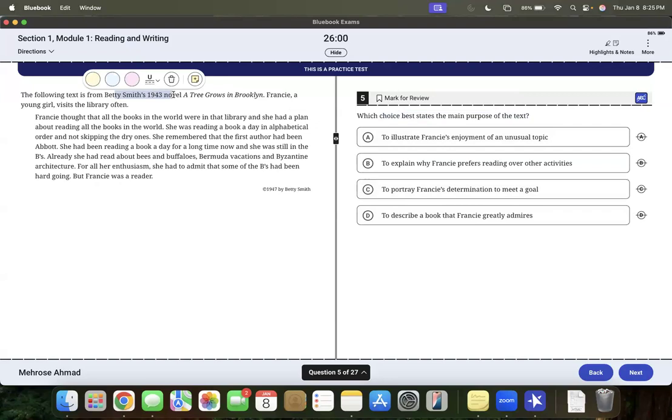Francie thought all the books in the world were in that library, and she had a plan about reading all the books in the world. She was reading a book a day in alphabetical order and not skipping the dry ones. She remembered the first author had been Abbott. She'd been reading a book a day for a long time. She was still in the bees. She read about bees and buffaloes, Bermuda vacations, and Byzantine architecture.